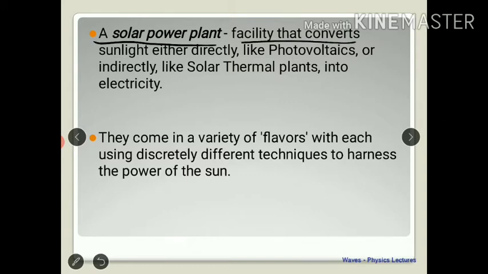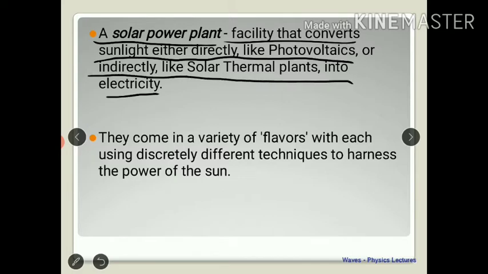It's a facility that converts sunlight, either directly like photovoltaics or indirectly like solar thermal plants, into electricity. So it means that you can have a photovoltaic here, and you can directly connect it to a power storage system, and then the sunlight will be received on these photovoltaics and electricity will be stored, which can be passed on to the household supply in the form of AC by using a power grid system. Now that's the direct use.